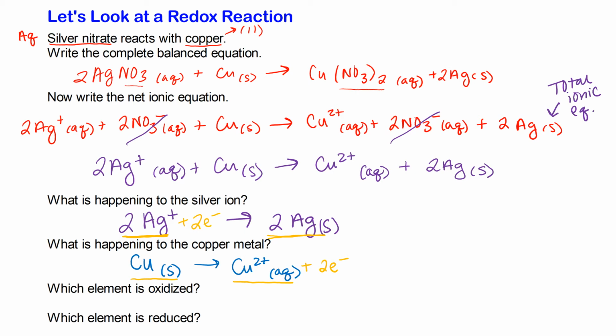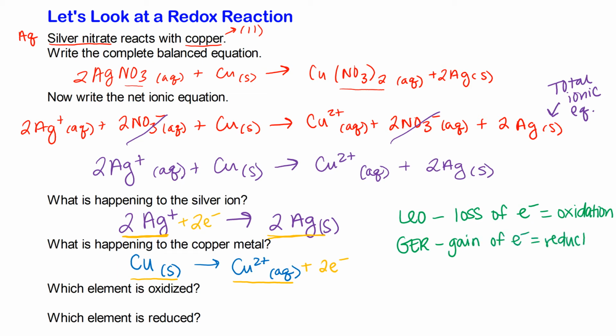So now, looking at this information, we have to determine which element is being oxidized and which element is being reduced. So remember that saying, we've got Leo the lion goes GER, so the loss of electrons equals oxidation, and GER, the gain of electrons equals reduction. So now we have to figure out which one's happening where.